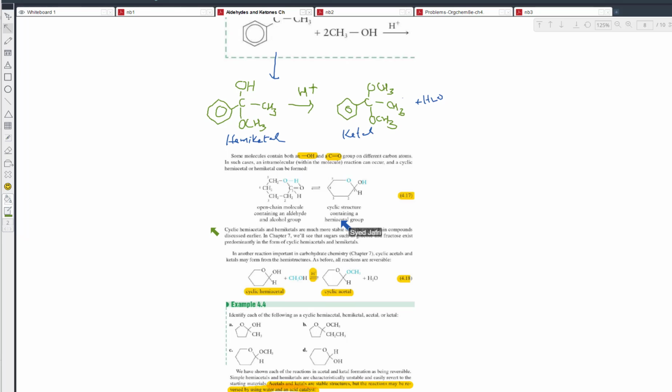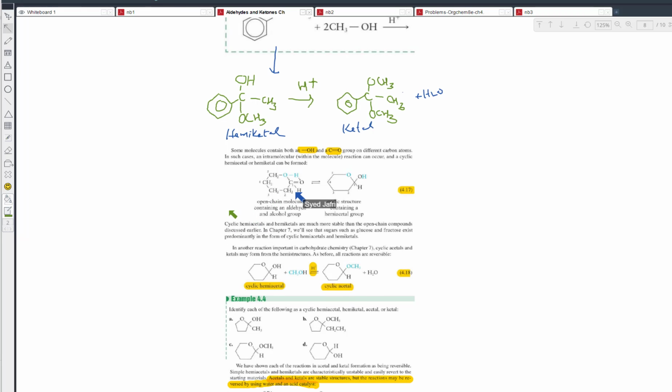This is what? Cyclic hemiacetal, because the alcohol OH and the aldehyde are in the same molecule, making a cyclic ring. Is that clear? Is this clear? Yeah, I'm just reading through it. Yep. I'm just trying to make sense of what's going on right here.